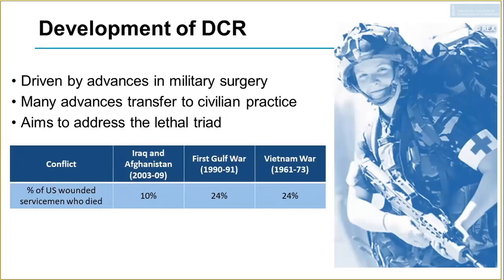And then, with the application of damage control principles, again coming in from the early 90s, in Iraq and Afghanistan, in the second Iraq conflict and in the Afghanistan campaign, the percentage of servicemen who died, and these are US figures, more than halved. And this is just the application of very basic principles of damage control resuscitation: the three areas of permissive hypotension, hemostatic resuscitation, and damage control surgery. These all came together and saved a lot of lives. Now this is then transferred into civilian practice.